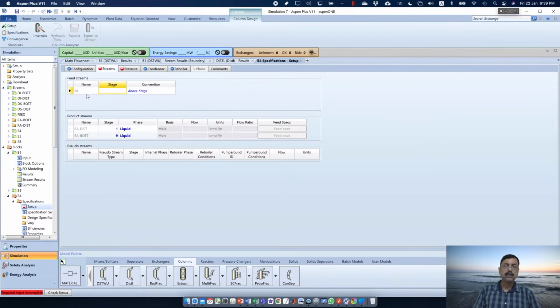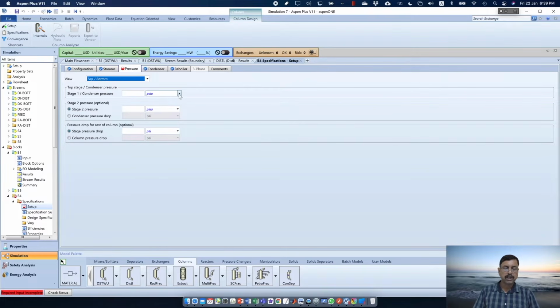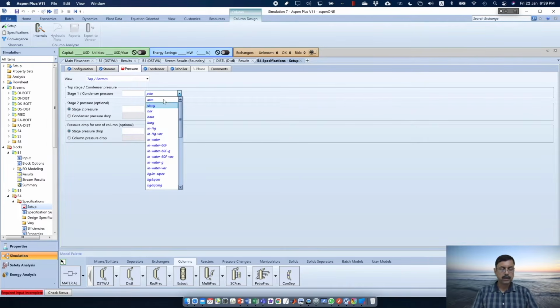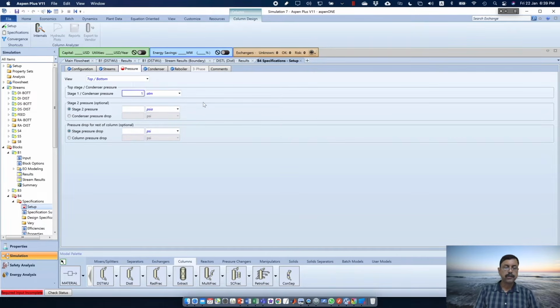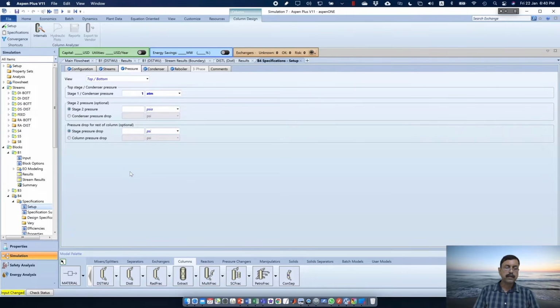Streams, the feed stream, the location of feed stream, we know it is stage number 5, on stage number 5. So not above, it is on stage number 5. Then you have to give the pressure. Obviously the condenser pressure, it is asking for condenser pressure, which is 1 atmosphere. We already know it from our problem. So the simulation is ready to run. Here the stage 2 pressure and stage pressure drops, they are optional information you can give if you have the information. Even if you do not have, no problem, the simulation can run either way. So now you can run the simulation.